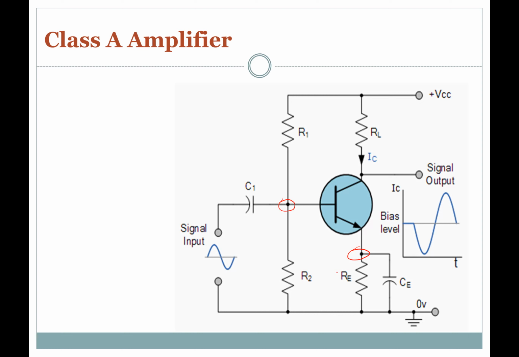Now, usually in a Class A biasing, the collector voltage is kept mostly at half the supply voltage, and this allows collector current to flow during the complete 360 degrees, or the complete cycle of the input signal. This will provide an output which is a replica of the input, so that you would have the same signal as the input being delivered to the output.